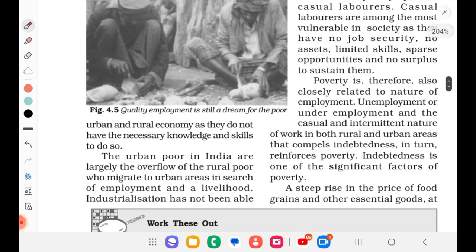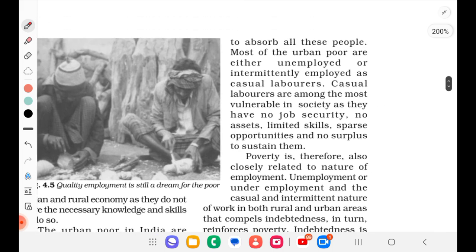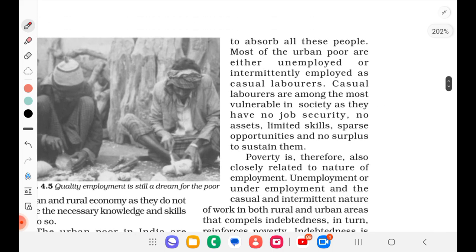The urban poor in India are largely the overflow of the rural poor who migrate to urban areas in search of employment and a livelihood. Industrialization has not been able to absorb all these people. Most of urban poor are either unemployed or intermittently employed as casual laborers. Casual laborers are among the most vulnerable in society as they have no job security, no assets, limited skills, sparse opportunities, and no surplus to sustain them.